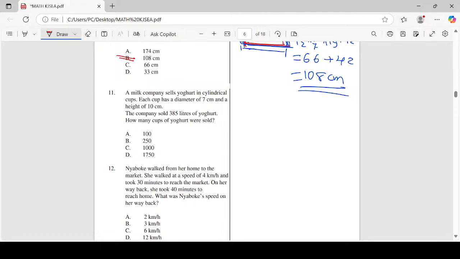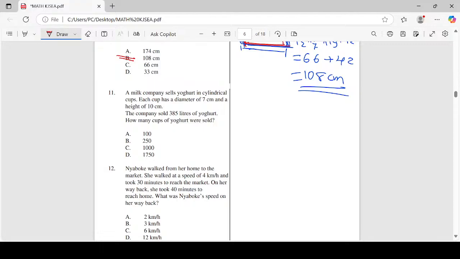Question number 11. A milk company sells yogurt in cylindrical cups. Each cup has a diameter of 7 centimeters and a height of 10 centimeters. The company sold 385 liters of yogurt. How many cups of yogurt were sold?